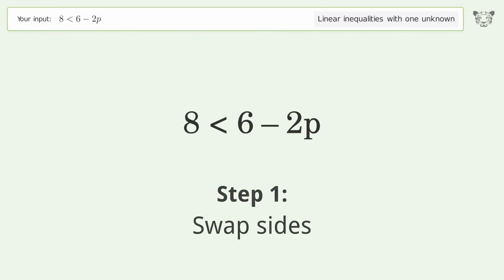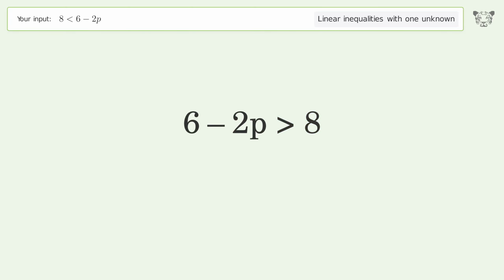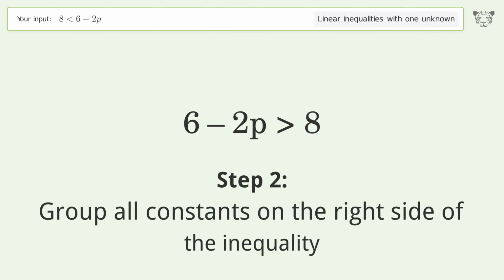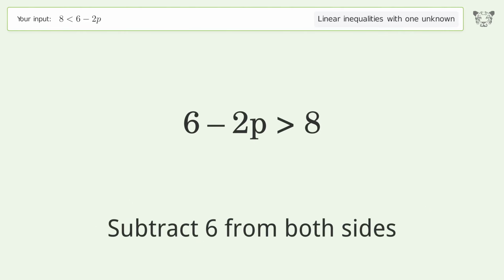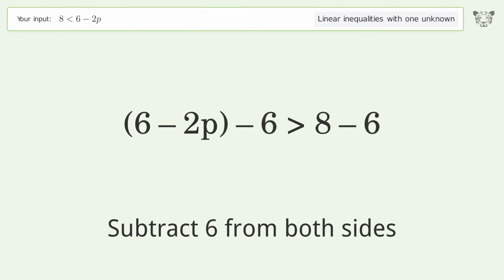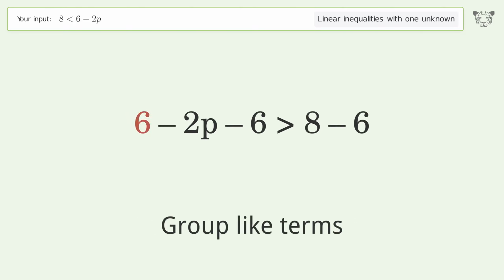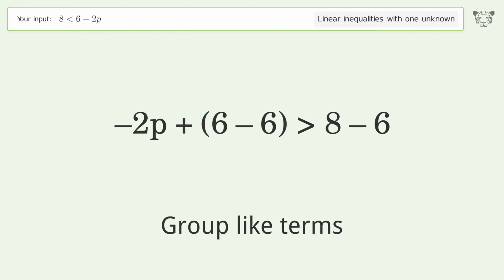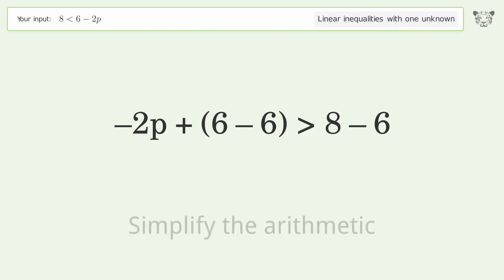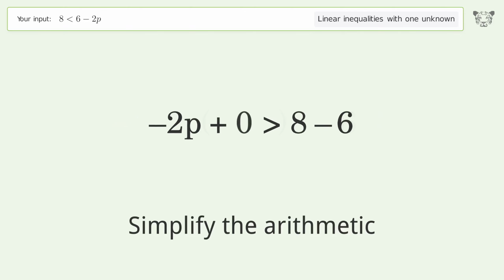Swap sides. Group all constants on the right side of the inequality. Subtract 6 from both sides. Group like terms. Simplify the arithmetic.